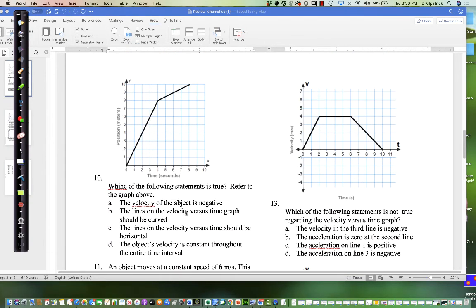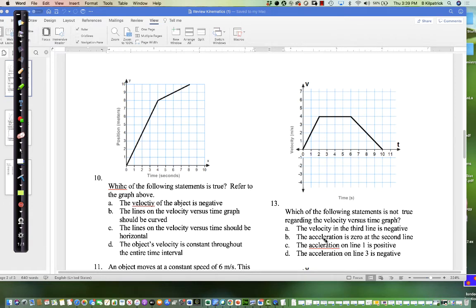All right, the next question. Which of the following statements is not true regarding the velocity versus time graph? Okay, the velocity in the third line is negative. Is that true? The third line meaning from 6 to 10 seconds. Right. Remember, we're looking at a velocity versus time graph, right? Okay, so on a distance versus time graph, if we had a negative slope, that would mean a negative velocity, right? Watch the axes. Watch what you're looking at. Okay, so the velocity is not negative until it does what? Crosses the x-axis. So we don't have a negative velocity yet. All of them are positive.